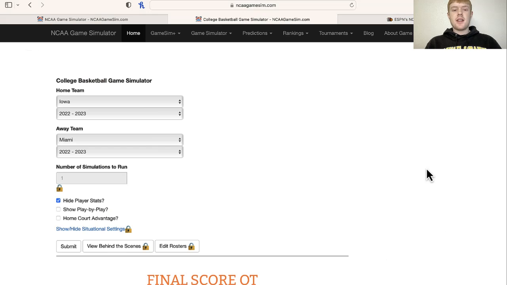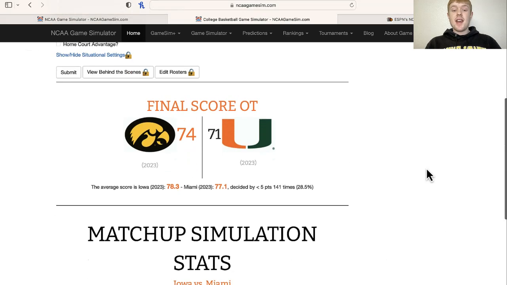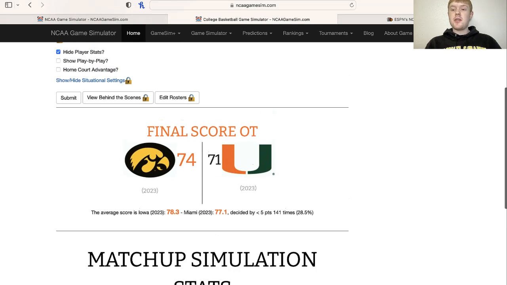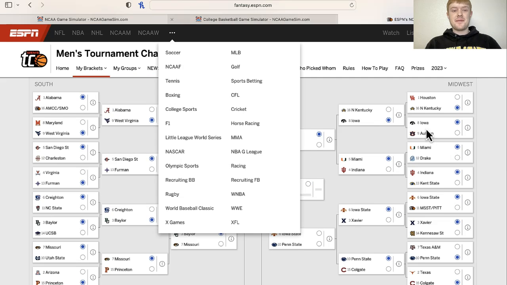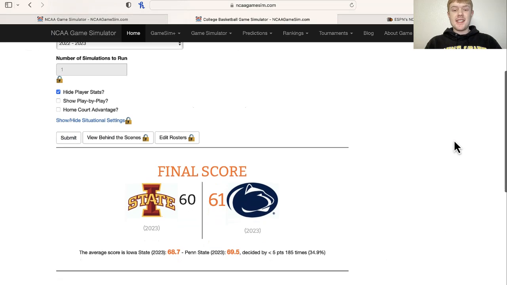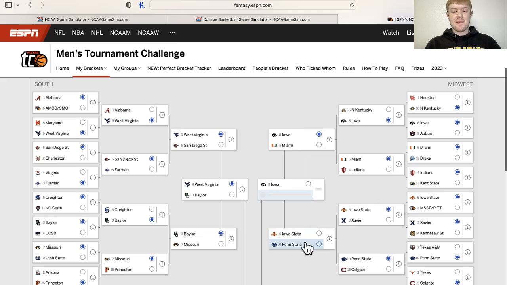In this next matchup, we have Iowa and Miami, and it goes to overtime, and Iowa beats Miami by 3. Iowa moves on. Will we get an Iowa State versus Iowa matchup? We'll find out soon. And it looks like Penn State wins by 1 point to spoil the potential rivalry game. Penn State moves on to play Iowa in a Big Ten matchup. We had a Big 12 matchup over here, Big Ten matchup this side. Let's see who wins and moves on to the Final Four.